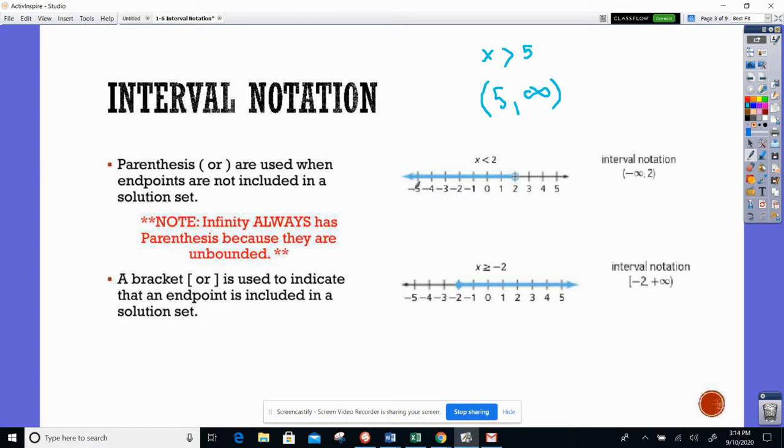Okay, this example says x is greater than or equal to negative 2. All right, so if you notice in this case, our arrow is now going in the other direction. So our smallest number is that negative 2, and our largest number goes all the way over here to positive infinity. Okay, so it goes from negative 2 to positive infinity. At negative 2, we have a closed circle, so that means we are going to use a bracket. Okay, and just like always with infinity, we put parentheses.